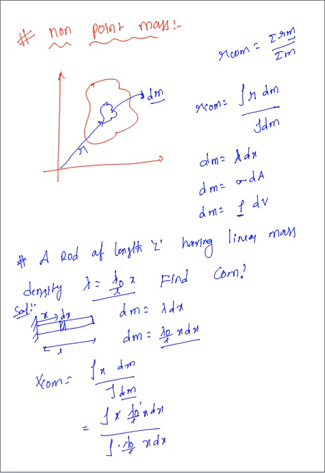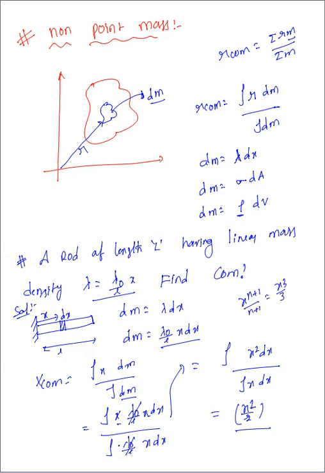So lambda naught by L will get cancelled. Integral x dx we have here. Integral x into x will be x square dx, divided by integral x dx. So what will we get? X square by 2, divided by x power n plus 1 by n plus 1. That's nothing but x cube by 3 for the numerator, and x square by 2 for the denominator after integration.